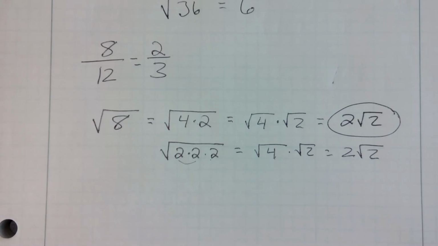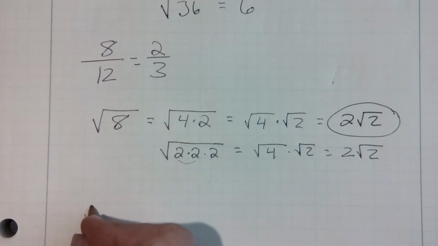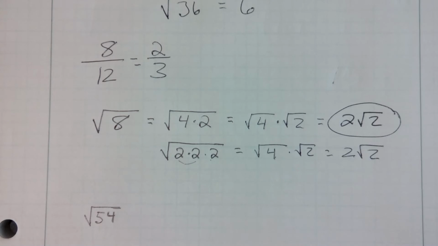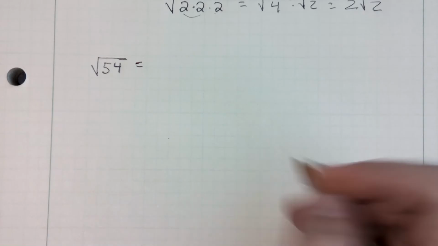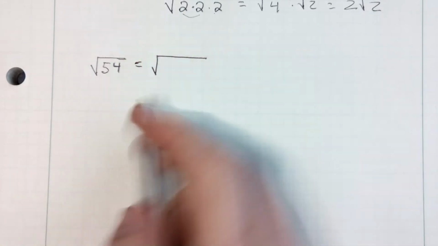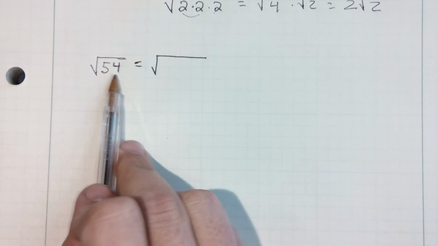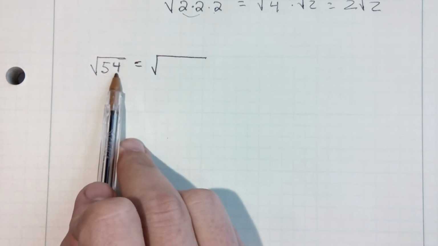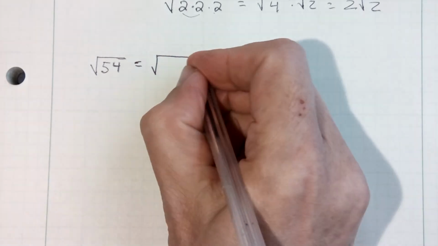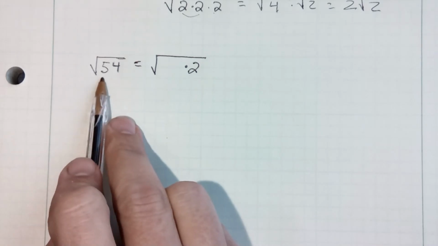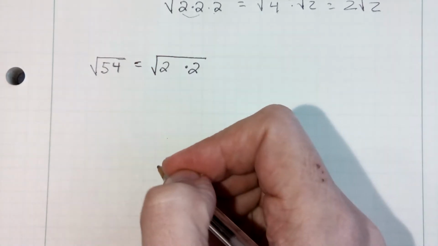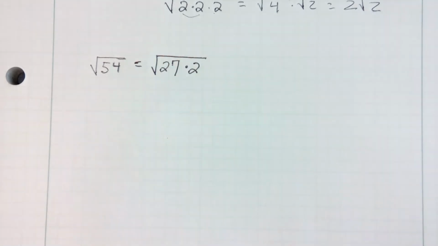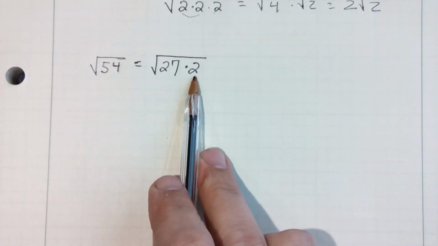Let's do another example. Let's do something like the square root of 54. Again, 54 is not a perfect square. But what we're going to do is start to break it down. And I always do whatever is the simplest. In other words, if you're unsure what multiplies to give you 54, I notice it is even. So I'm going to break it down to a 2 and then whatever 54 divided by 2 is, which is going to be 27, I believe. So 27 times 2 is 54.